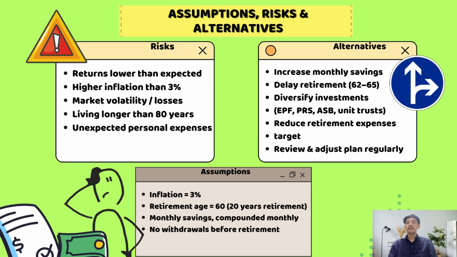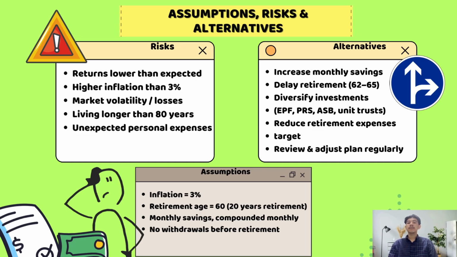However, in real life, there are risks. For example, the investment return may be lower than expected. Inflation might be higher than 3%, making his retirement more expensive. There could also be market volatility, and Mr. Arif might live longer than 80 years, which means he will need more money. Apart from that, unexpected expenses like medical bills or job loss can also affect the savings.